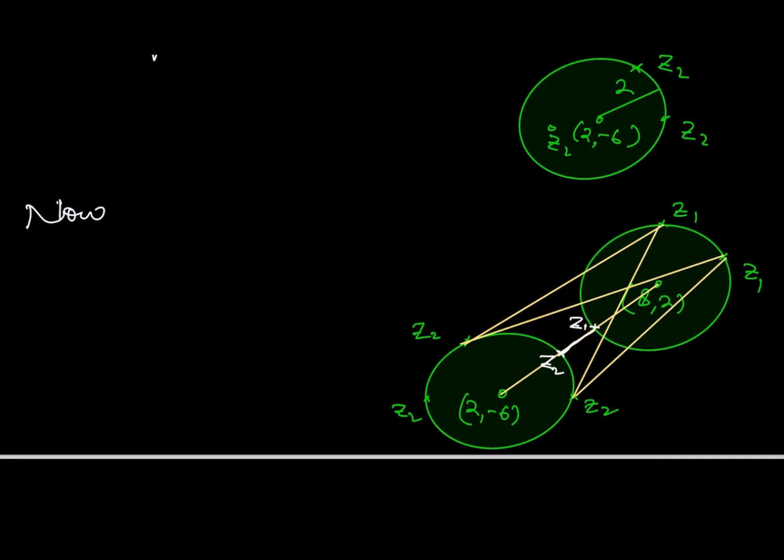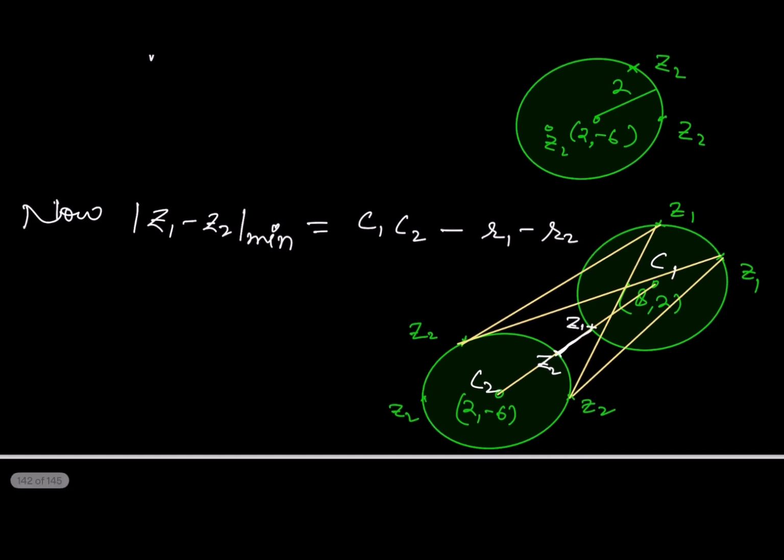So the minimum of mod of Z1 minus Z2 can be obtained along the line joining their centers, and which is equal to C1C2 minus R1 minus R2, right? And R1 here is 1 and R2 here is 2.